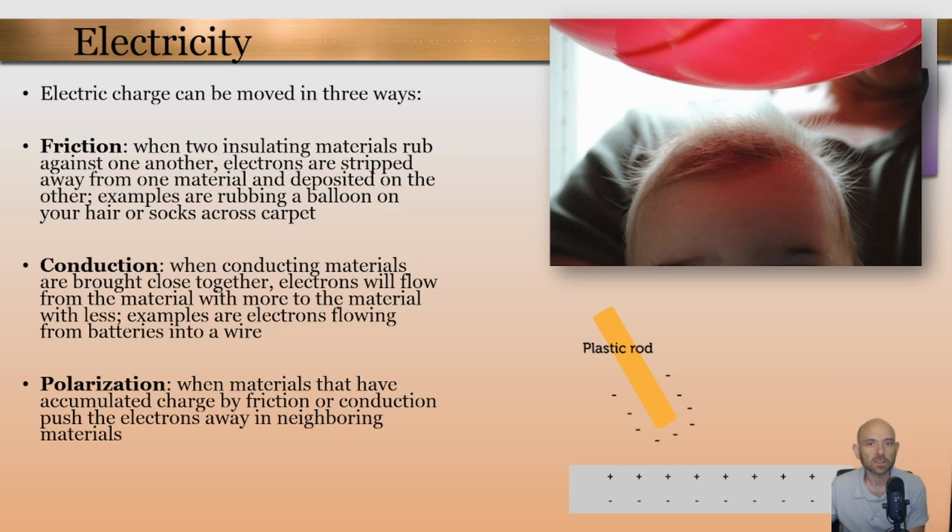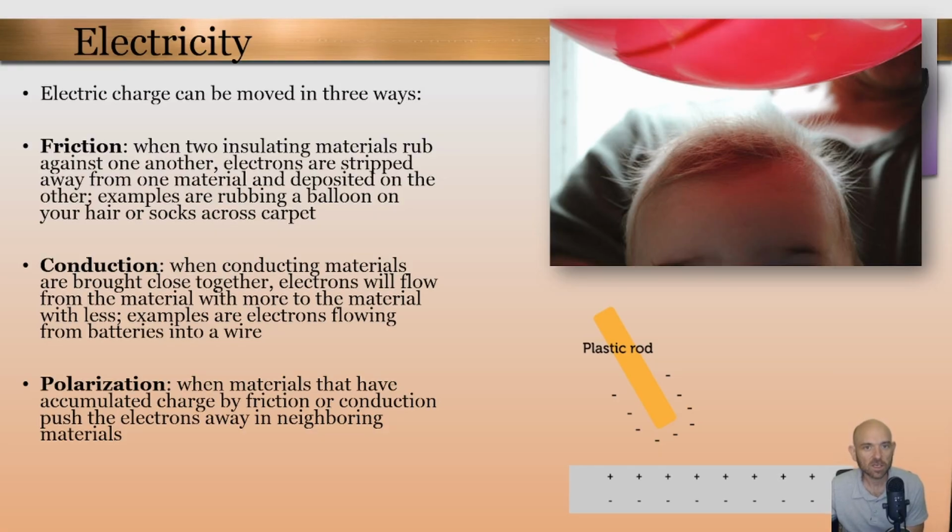Second is conduction. This is the direct contact method. If you have a charged object and you touch it to a neutral conductor, the electrons will naturally spread out to balance themselves. Think of it like a crowded room opening a door into an empty one. The people, or in this case the electrons, will flow into the empty space to find a more comfortable balance.